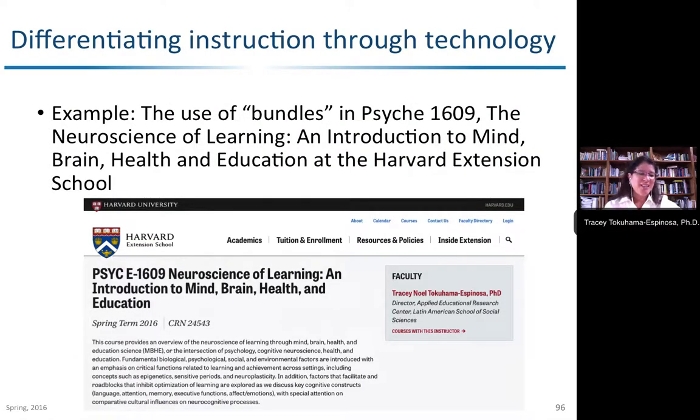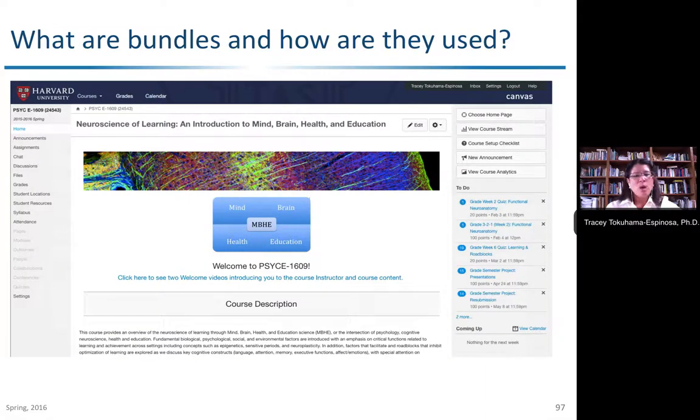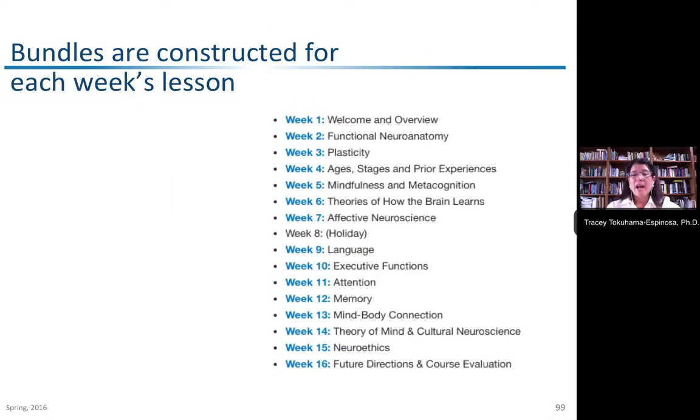One way that we can take advantage of technology to do this is an example I'd like to share very briefly of a class that we just finished teaching in the Harvard Extension School on the neuroscience of learning and introduction to mind-brain health and education. In this class, we used something that we called bundles. These were mini libraries of information. Why was this important? When the students enter the class, they see the main homepage, and from there, they can look at what happens in each week.